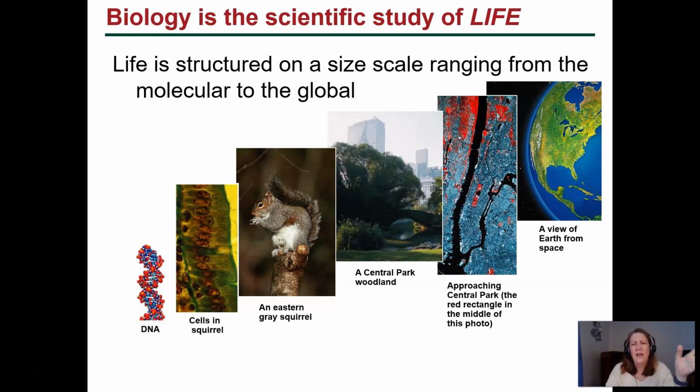So life is structured on a size scale, and in this class, this is an overview of all of biology. So we're going to cover everything, but we're not going to go as deep into some things. You could take further classes in biology to go deeper into them. So we're going to start with atoms and molecules that make up our DNA, which is our genetic material. And then we're going to look at cells. We are going to look at animals and plants. And then we're also going to look at the entire planet and ecosystems on that planet.